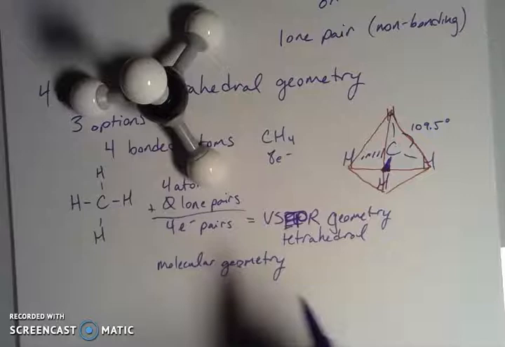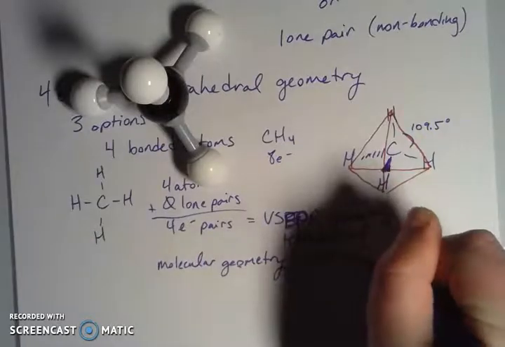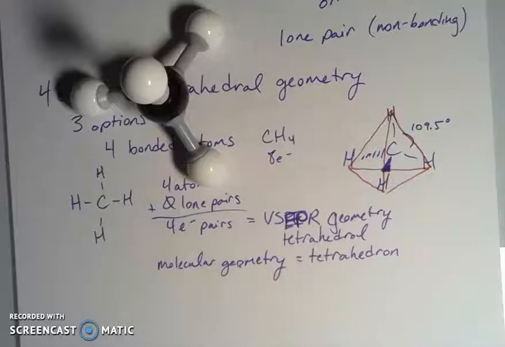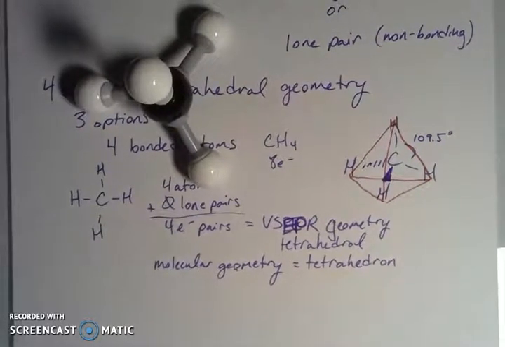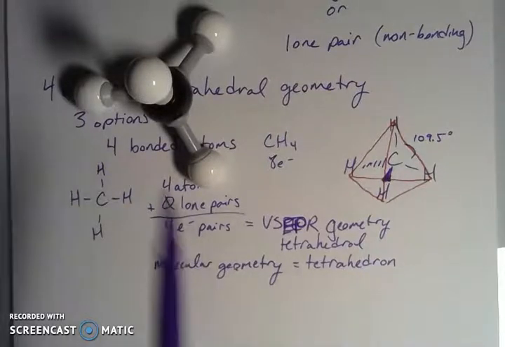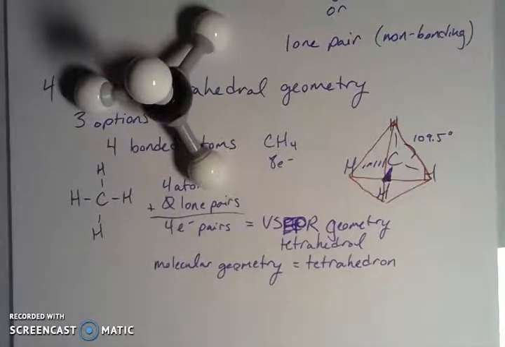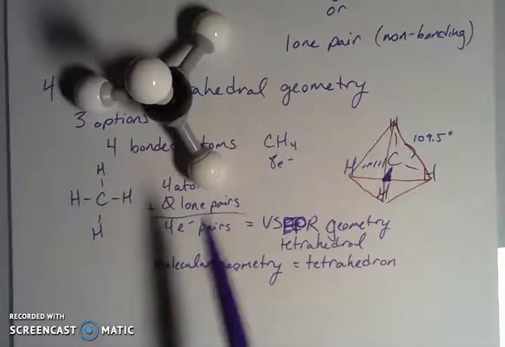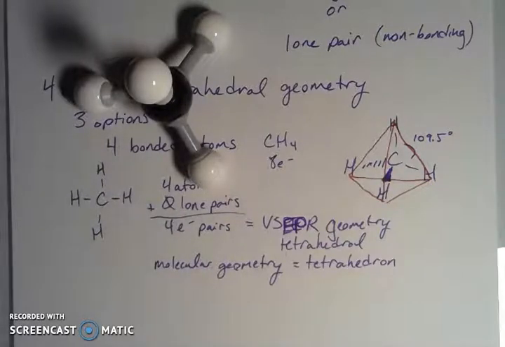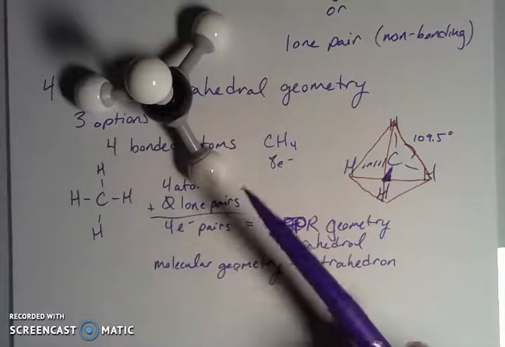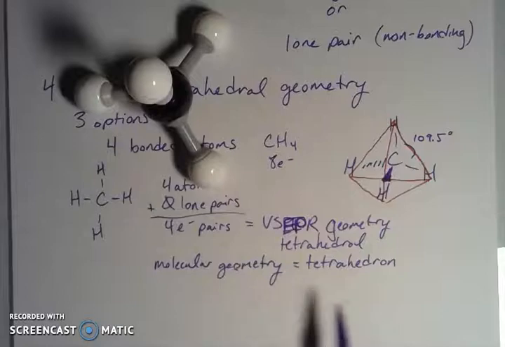And I like to make the distinction between the two is that the shape is the tetrahedron, but it has tetrahedral geometry. So my shape is a tetrahedron, but it comes from the tetrahedral geometry from having 4 electron pairs, regardless of whether those pairs are bonded atoms or lone pairs, which in this case, they're all bonded atoms. Okay, that's option 1. That's, again, the easiest, when all the atoms are the electron pairs, because your molecular geometry is your VSEPR geometry.